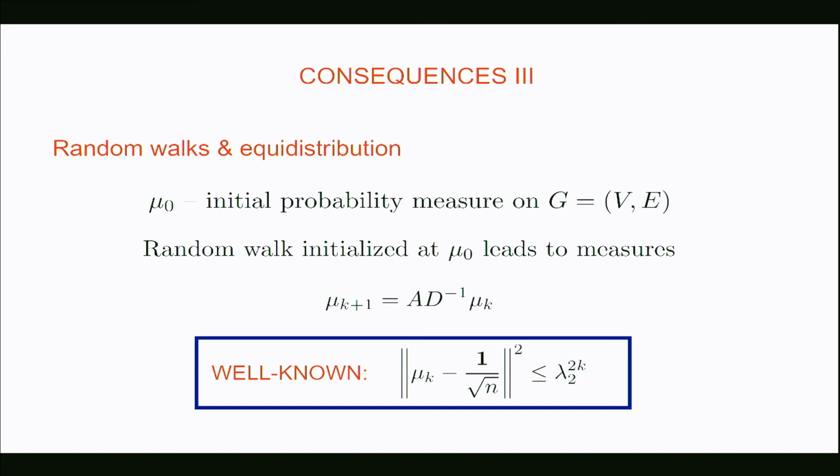So by iteratively running AD inverse, multiplying AD inverse many, many times, you propagate the walk. And this fact here is very well known, that the distance between the kth measure and the uniform measure, or the stationary measure, is controlled by lambda 2, the second eigenvalue of the graph. Okay, this is a classical result.